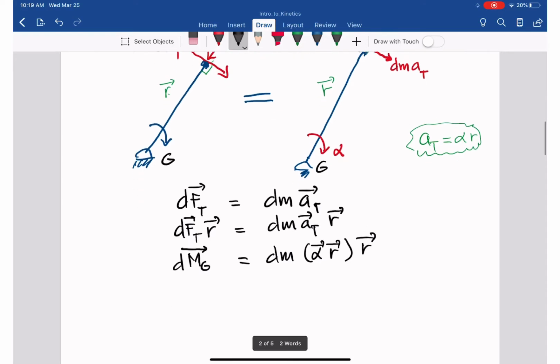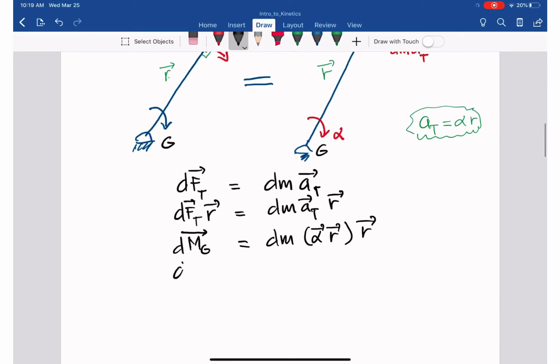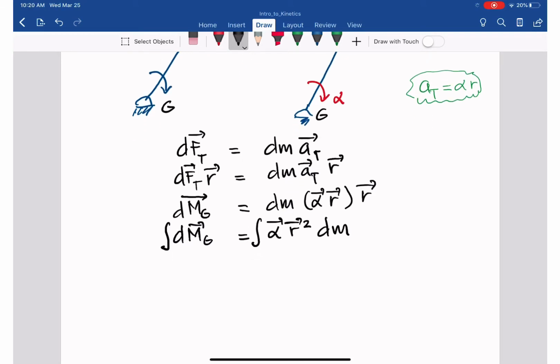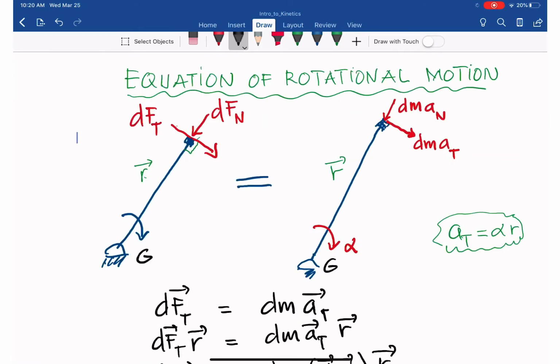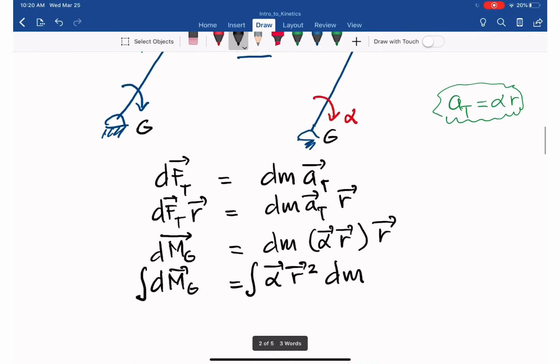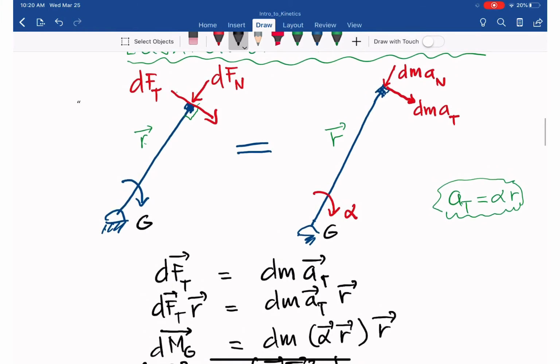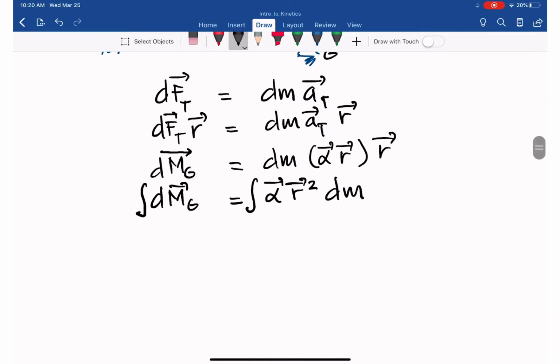So with that, let me rearrange this equation. We have dMg equal to alpha times r squared times dm. And now let's take the integral of this differential equation, and as you can see, the integral equals the sum. So dMg integrated is basically the total moment of all the forces acting on that body about the center of mass. And why don't we care about Fn? As you can see, the line of action of Fn is parallel to the radius going to G, so the moment arm is 0. So the left side is basically the sum of all the moments about the center of mass acting on that body.